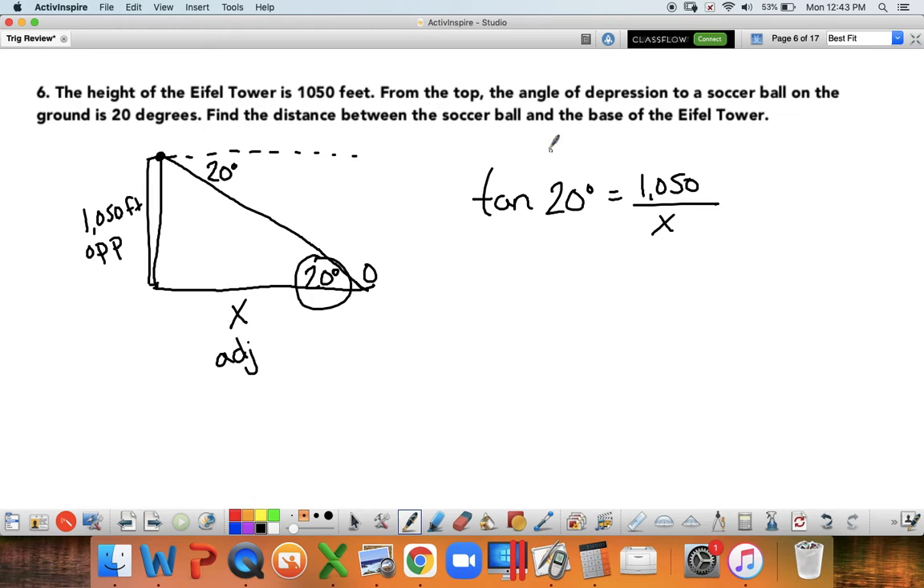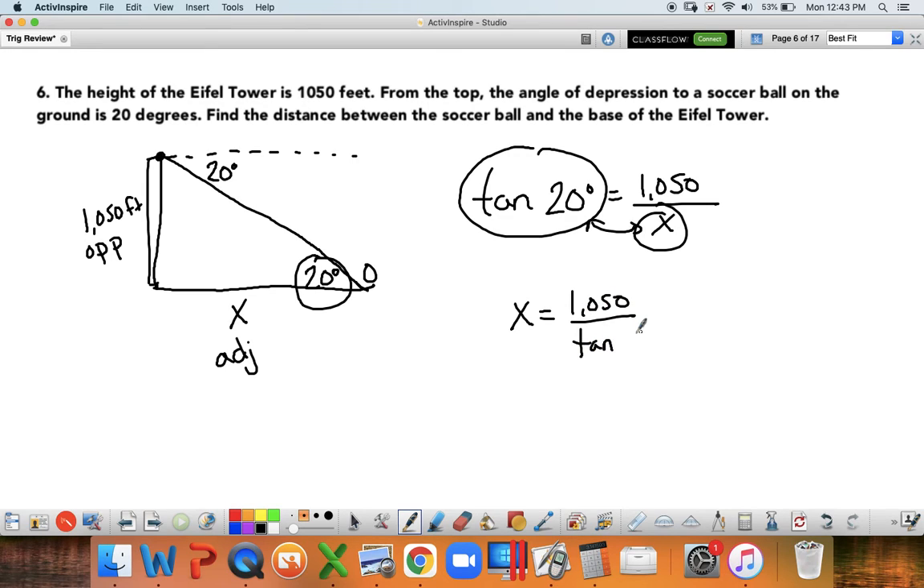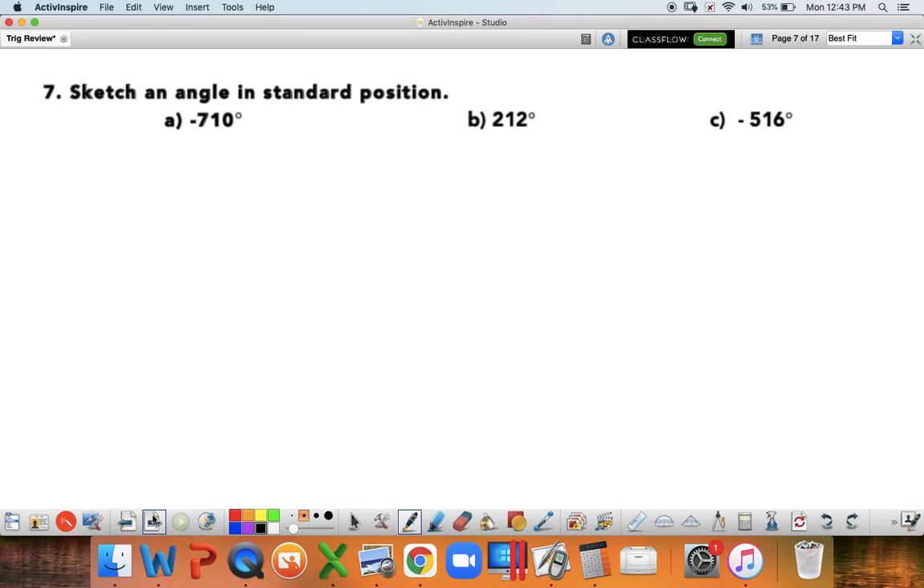In order to solve these, if you remember from last year, or you can prove it out to yourself, we're going to flip-flop those values. So I'm going to pick up my calculator and do 1,050 divided by the tangent of 20 degrees. Again, I want to make sure that we're in degree mode, and you should get 2,884.85 feet. All right, moving on to our next question.